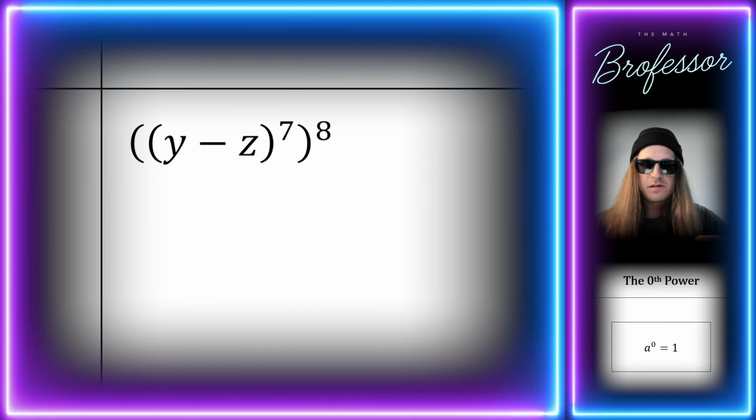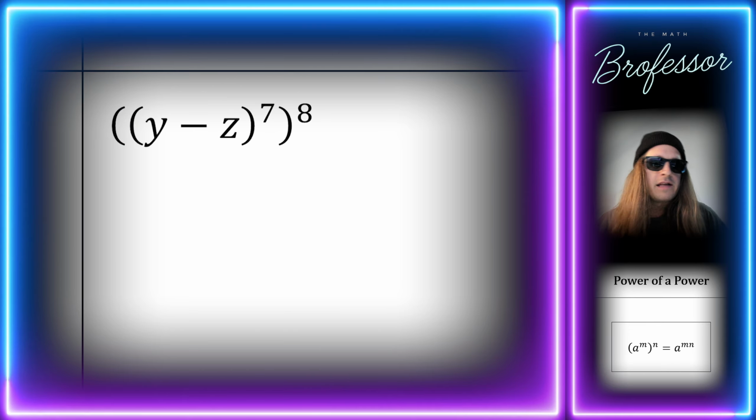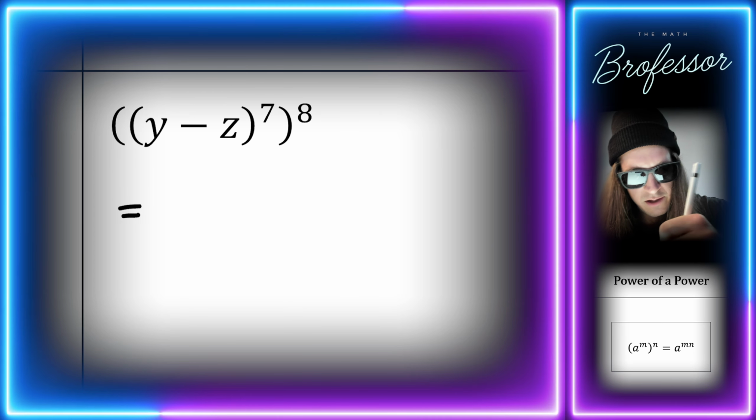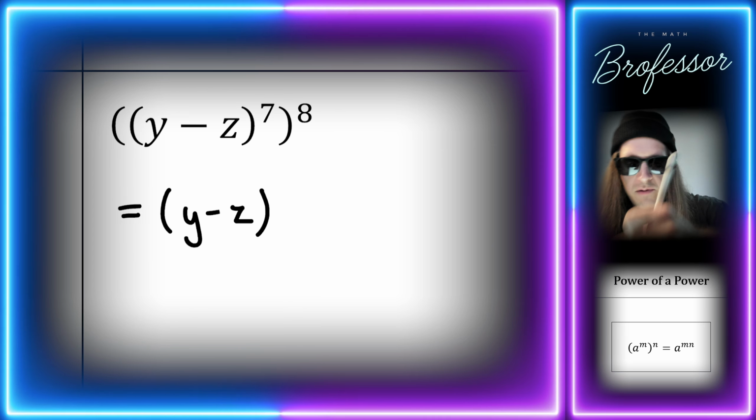All right. Here we go. And let's bring back the power of a power. That's what we're doing right here. Okay. The y minus z right here, that's a binomial. That's just meant to mess with you. All you're doing here is multiplying the exponents. You don't have to do anything else. Leave the y minus z like it is. Multiply 7 times 8. What is 7 times 8?